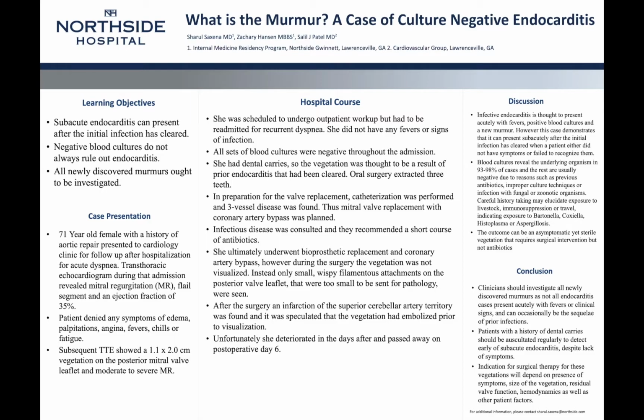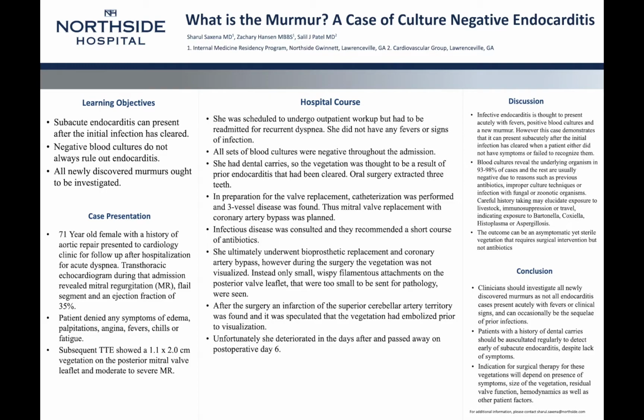Unfortunately, this patient's course changed. She was scheduled to undergo outpatient workup but had to be readmitted for recurrent shortness of breath. She still did not have any fevers or signs of infection. All sets of blood cultures were negative throughout the admission. She was found to have dental caries, so initially it was thought that the vegetation was a result of prior endocarditis that had been cleared. Oral surgery extracted 3 teeth.